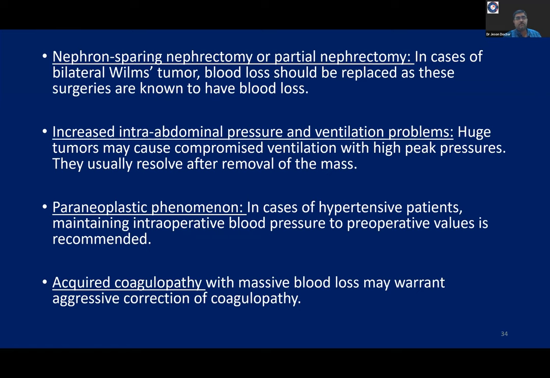Now, there are certain populations which need nephron-sparing nephrectomy, partial nephrectomy, or bilateral Wilms, where the blood loss should be replaced, as these surgeries are known to bleed through the raw surface of the kidney. So, you need to replace the blood loss.